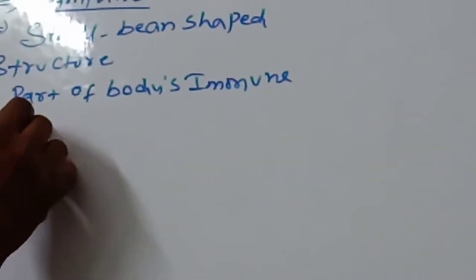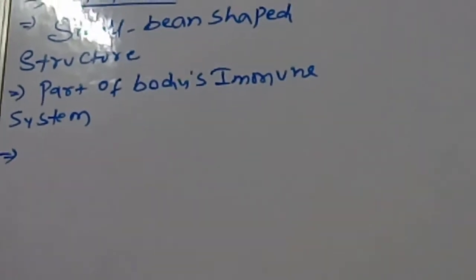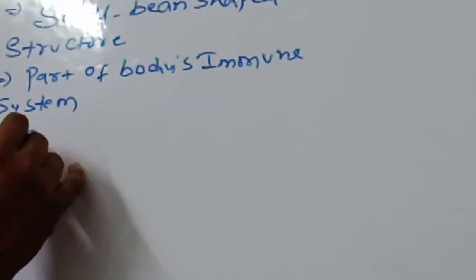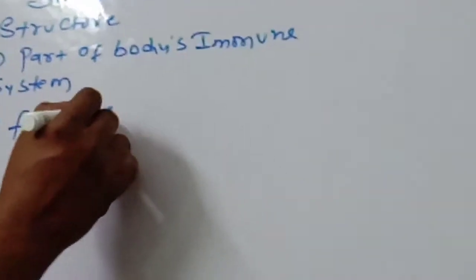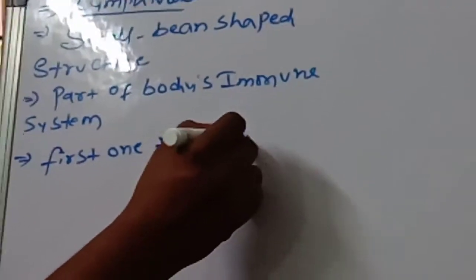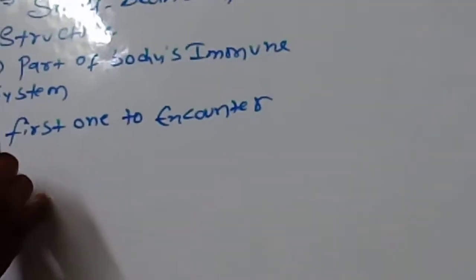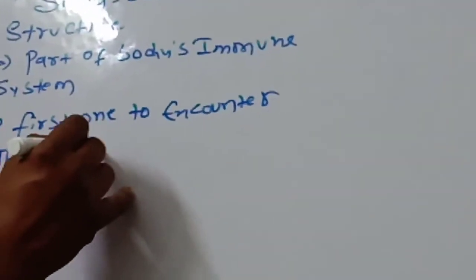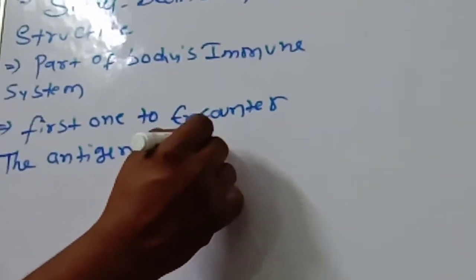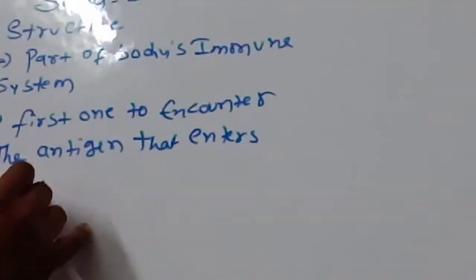Okay, children. The next important thing here that you have to remember: the first one to encounter the antigen that enters the tissue spaces.